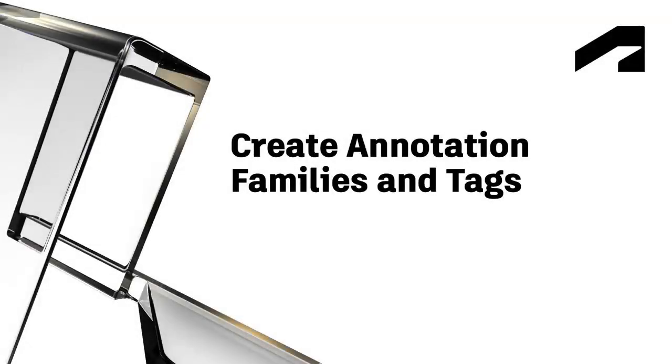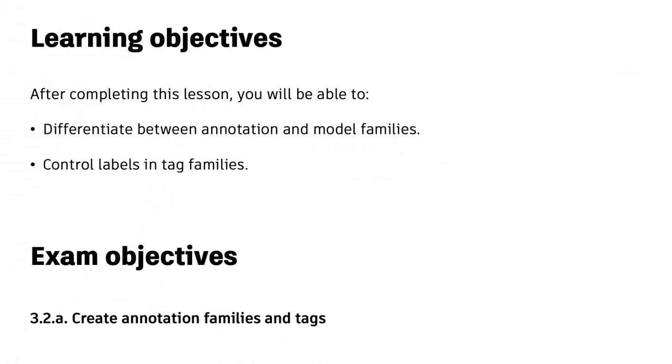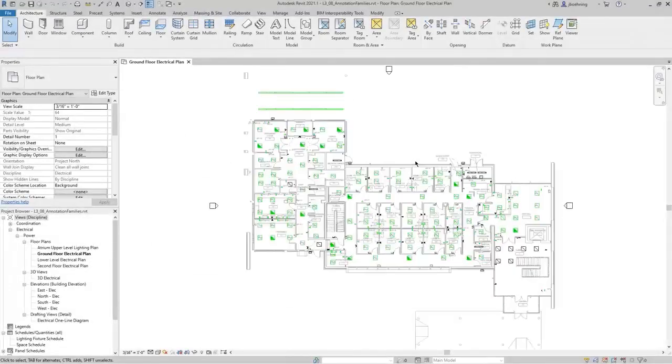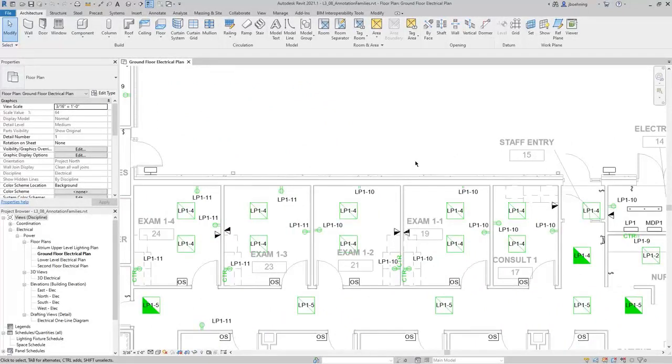In this video, we will cover differentiating between annotation and model families and controlling labels in tag families. In this project, several tags have been added. When adding tags, it's important to keep a few things in mind. First, tags are view-specific elements, so they will only appear in the view in which they are placed. Additionally, tag families are made up of labels, and the labels control which parameters the tags report. So you need to know which parameters are being reported in the tag.